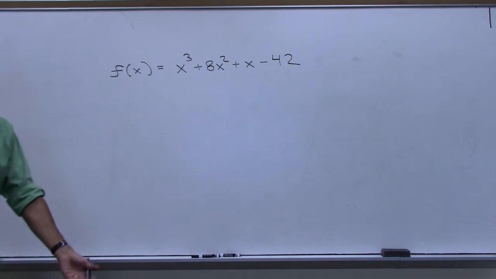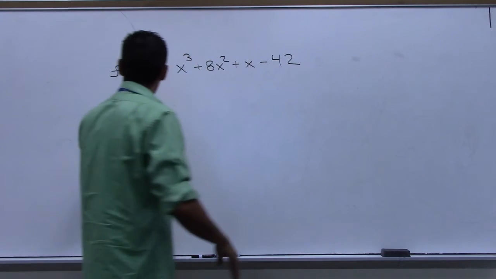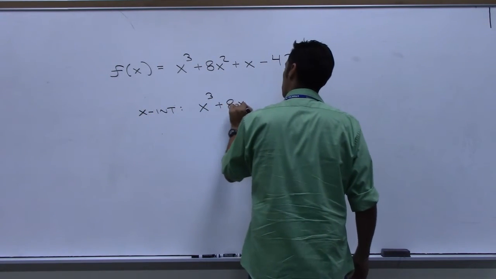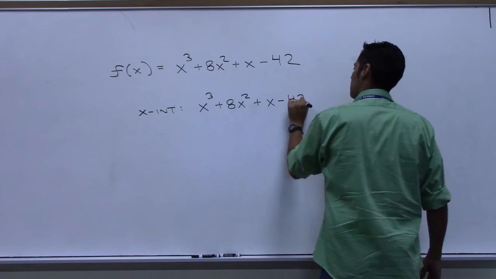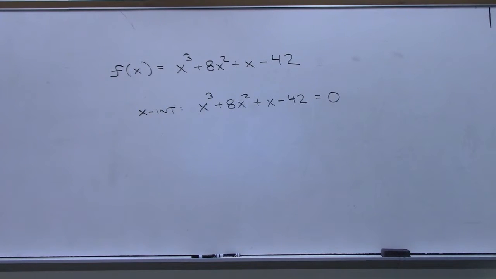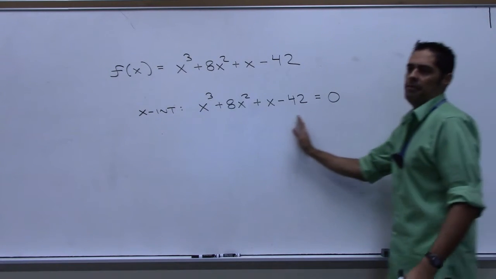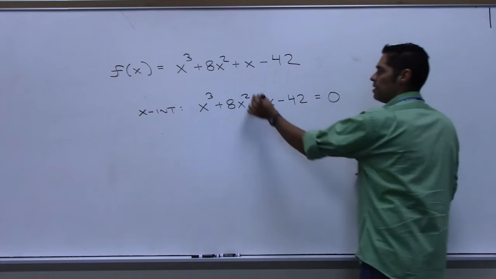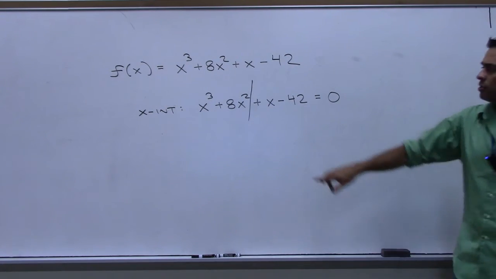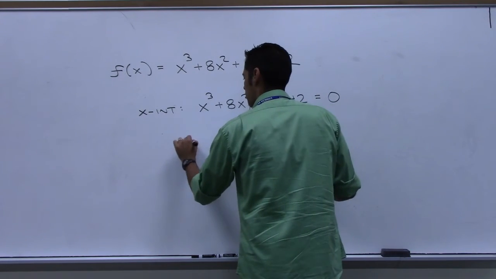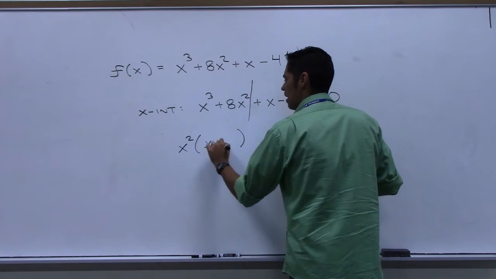You'd set it equal to 0. So let's just skip to that part. We set this equal to 0, and then we see 4 terms. Is there a GCF? No greatest common factor. We see 4 terms, so we start thinking grouping. So we split this right here, and we look at the first 2 terms. We pull a GCF out, x squared, and you're left with x plus 8.